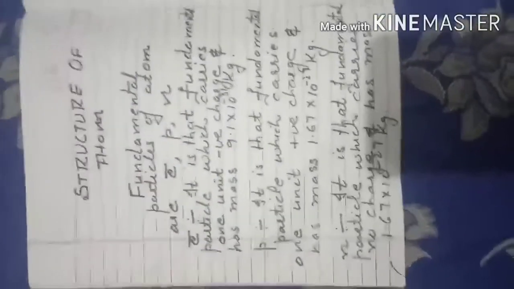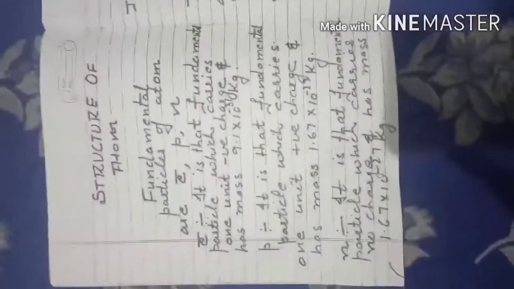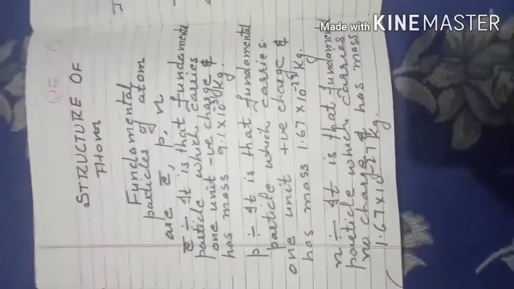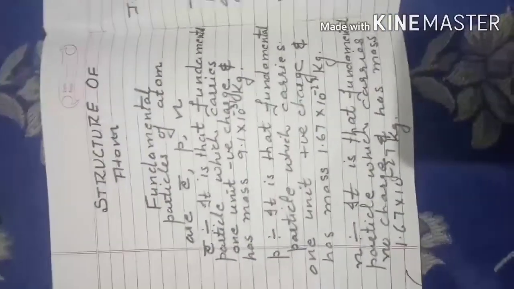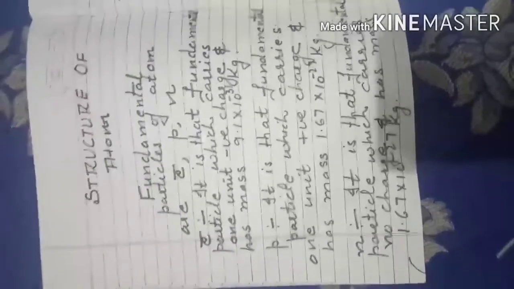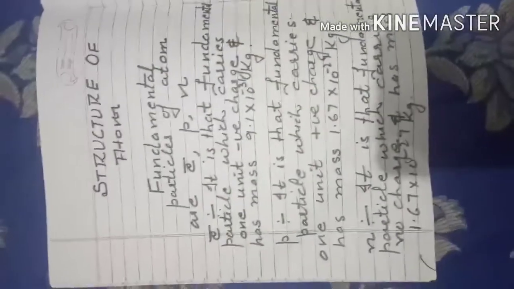Good morning, students. Today we shall start with your new chapter, second, that is structure of atom. Now, you know that the charge on the atom is neutral because it consists of equal number of protons and electrons. The fundamental particles of the atoms are electrons, protons, and neutrons.